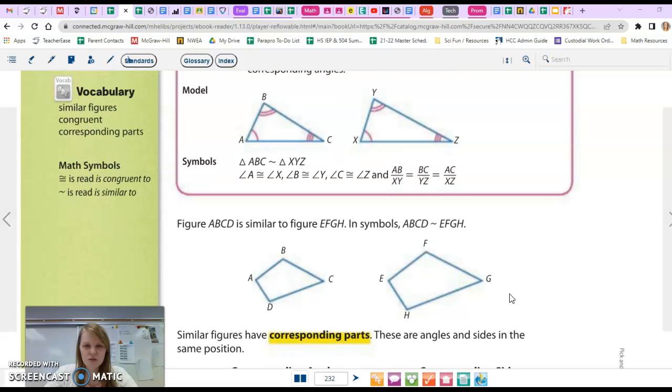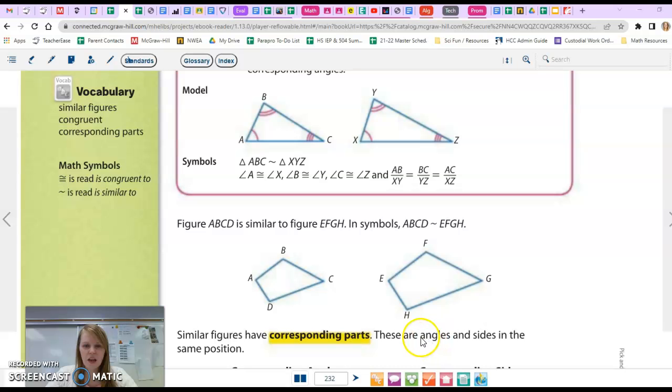I want to go through some practice problems here, but again, if these two are similar, that means they are not congruent. They are not equal in side lengths. But what we can say is that AB matches up with EF. They are proportional. AB has the same multiple to get to EF that BC would have to get to FG, and so on: DC, HG, AD, EH. So they have corresponding parts.